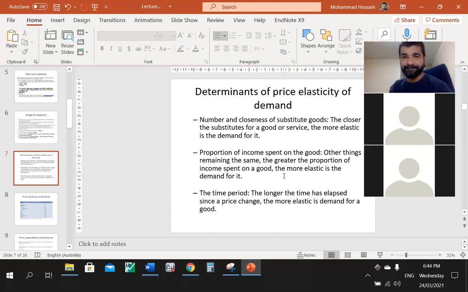So over time, people will change their habits. Think about petroleum, octane. The price of octane went too high. Look, we already tried to find an alternative, the electric car. Over time, people will find a solution. That's what I meant by over time, everything is elastic.